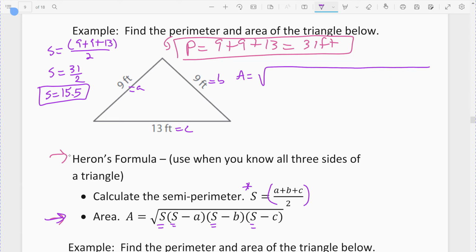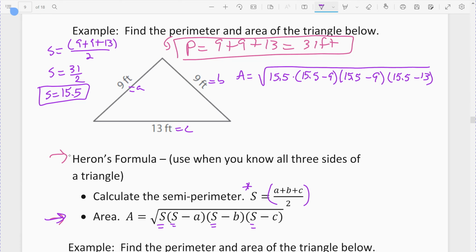So first thing is you write in your semi-perimeter, your 15.5. Then you take each one of your sides and subtract it from the 15.5. Your semi-perimeter should always be larger than any one of your sides, so you should never, ever get a negative number. If you get a negative number, you've done something wrong. So you take your 15.5 minus your 9. You're going to do that twice, 15.5 minus the other 9. And then the last one, 15.5 minus the 13.